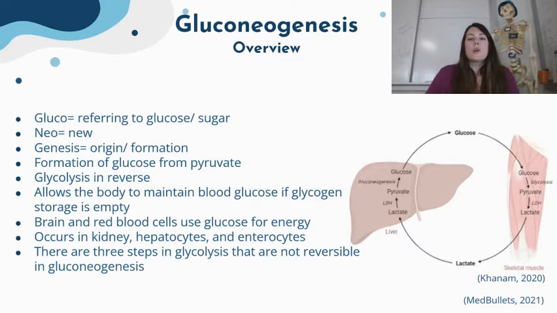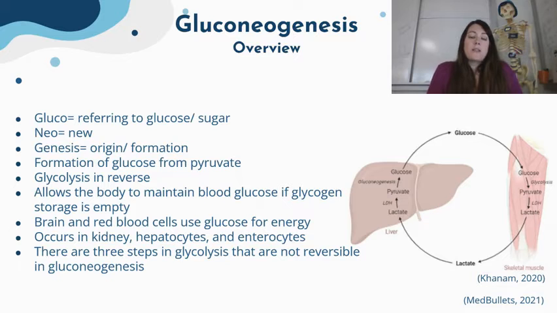Now let's take a look at gluconeogenesis. If we split this word apart, we see that gluco refers to glucose or sugar, neo means new, and genesis means origin or formation. So gluconeogenesis is the formation of new glucose from pyruvate. Gluconeogenesis is essentially glycolysis in reverse, with a couple of exceptions I will be discussing in more detail later.